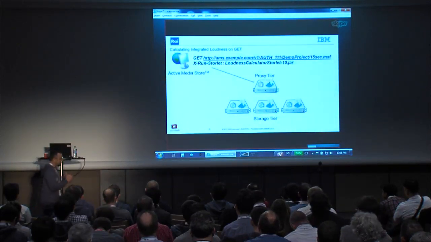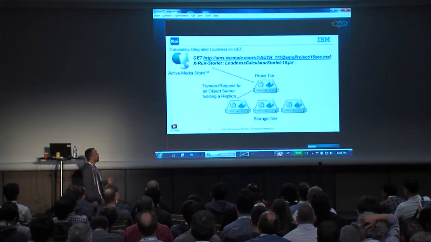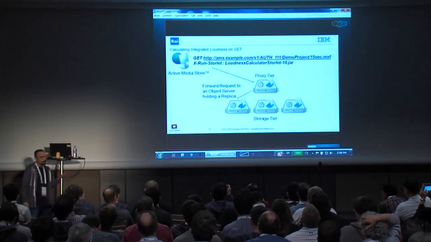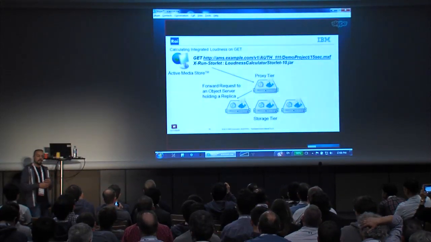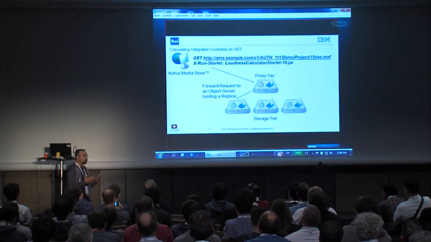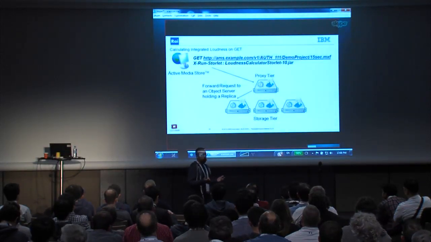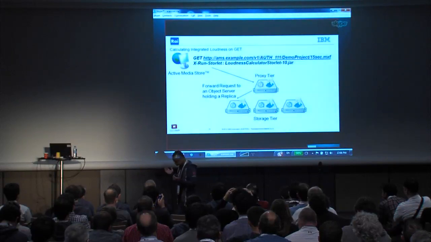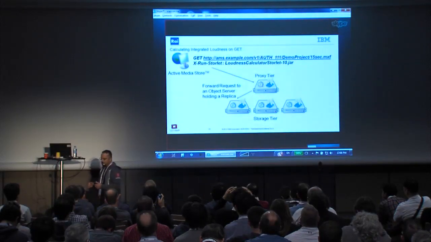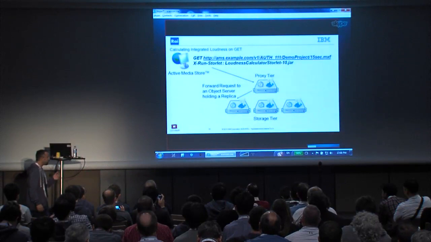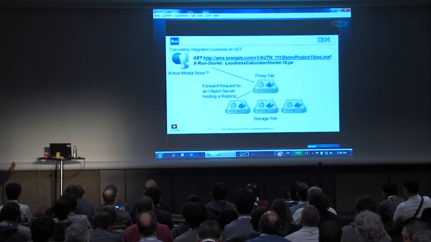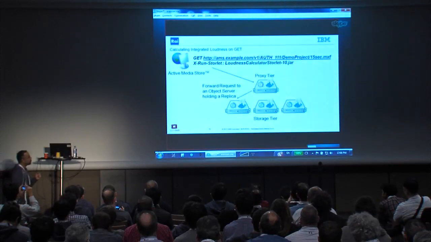Right, so let's see what happens in the get scenario. So the request hits the proxy server. The proxy server, as it does with any get request, is looking up a storage server where there is a replica of the object. Once it finds such a server, the request is routed to that server. Again, nothing new here so far. Let's click, and now we're going to zoom in into the storage node.